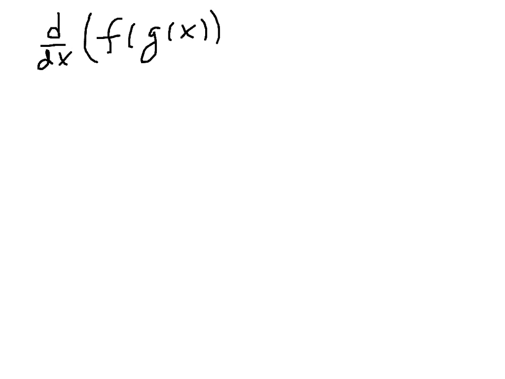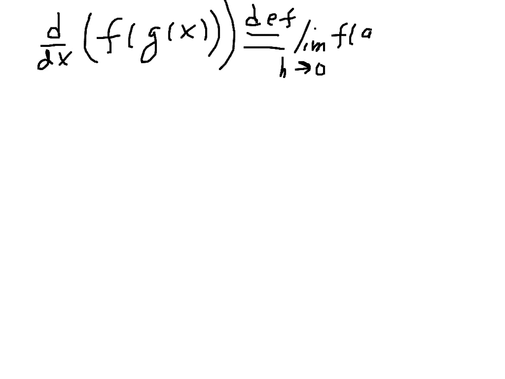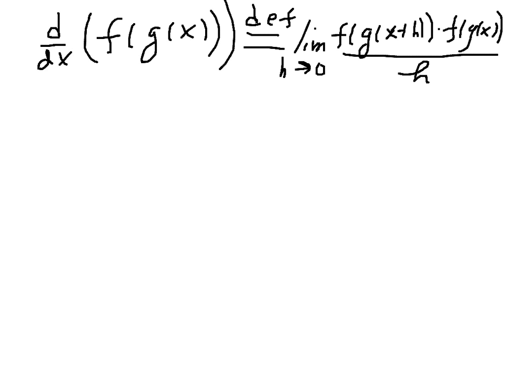Okay, so here we will now develop the proof for the derivative of the composition of two functions. And hopefully it'll fit on this page. So we're looking for the derivative with respect to x of f of g of x. And that equals, by the definition of the derivative, the limit as h goes to 0 of f of g of x plus h minus f of g of x all over h.